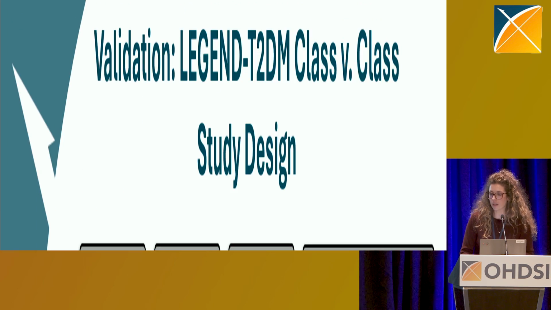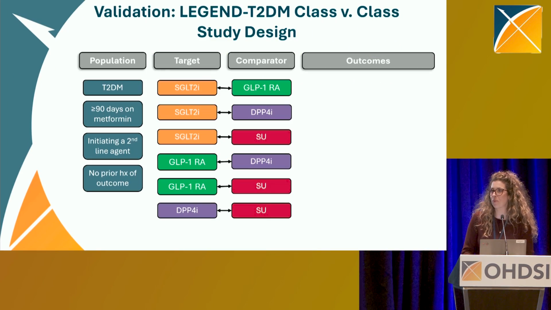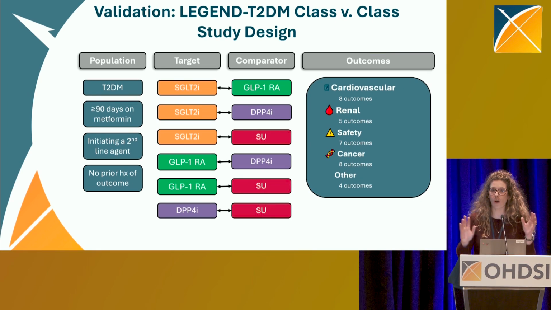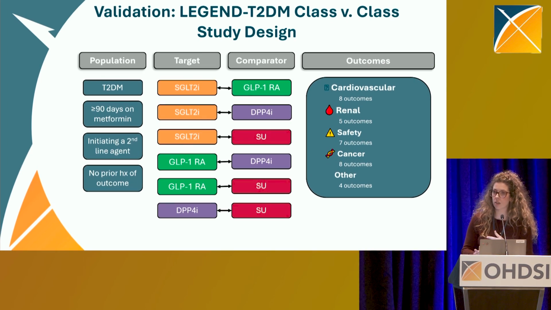So we've heard a lot about Legend diabetes today, so I'm not going to go through all of it with you right here, but just as a reminder, it is a study that we conducted over the course of the last few years, and we had a really large plenary session on it at last year's Odyssey Symposium. But it looked at 4 second-line anti-hyperglycemic drugs, looking at the safety and effectiveness against 32 different outcomes.